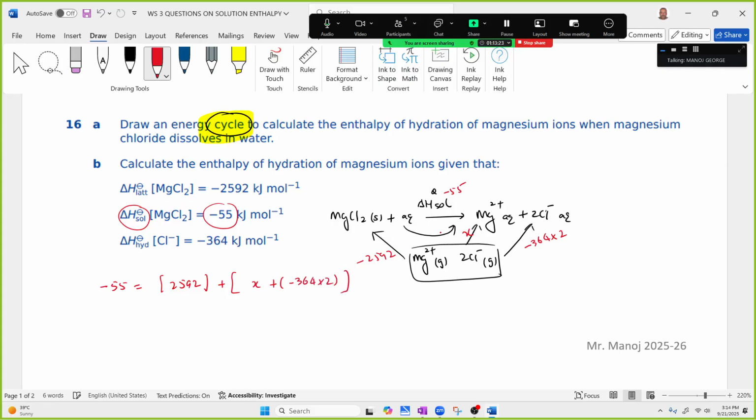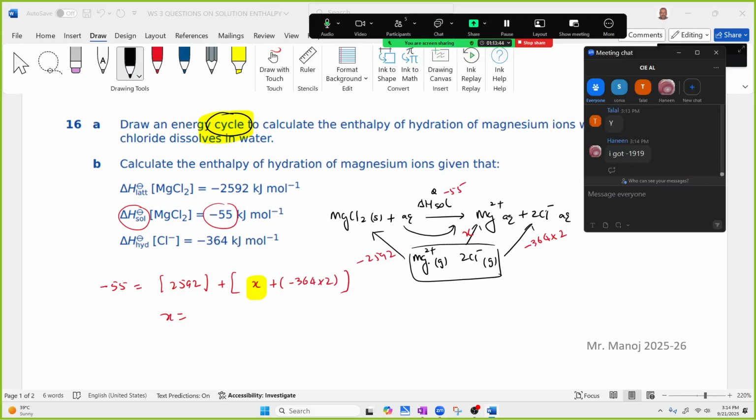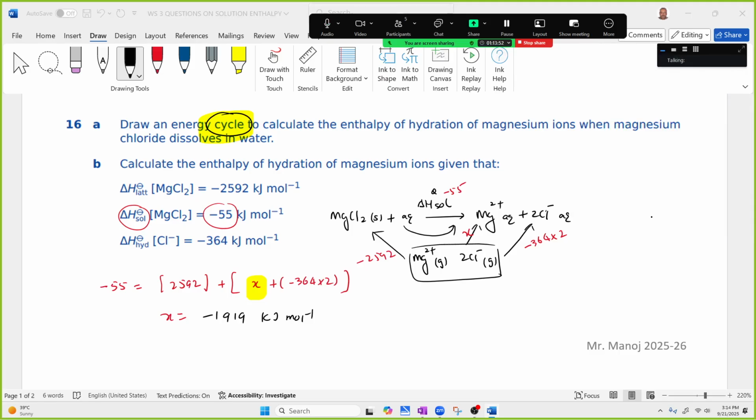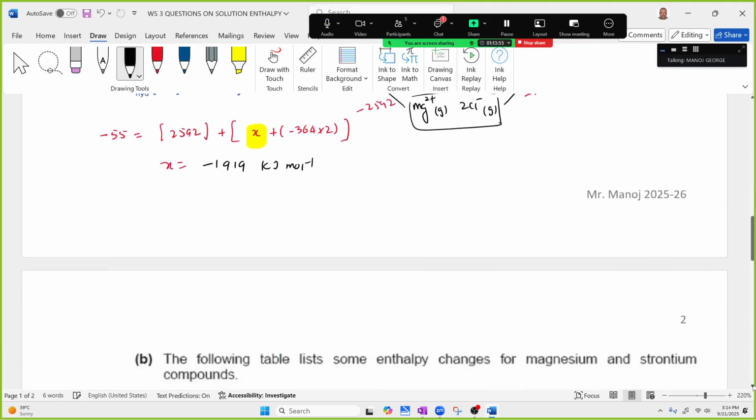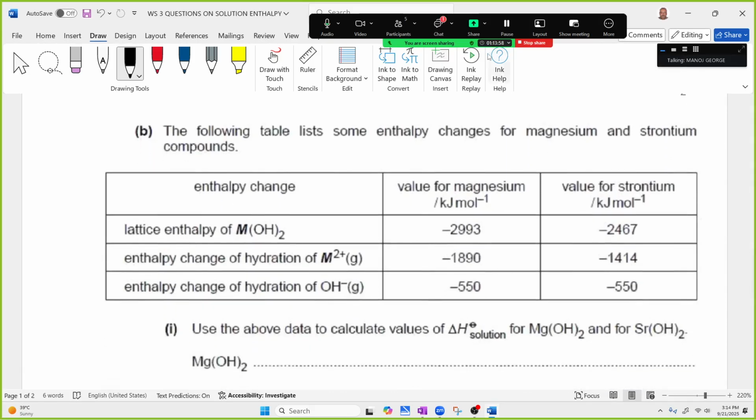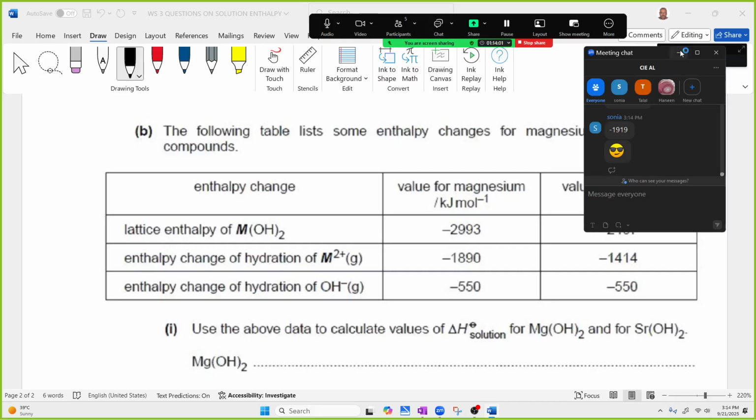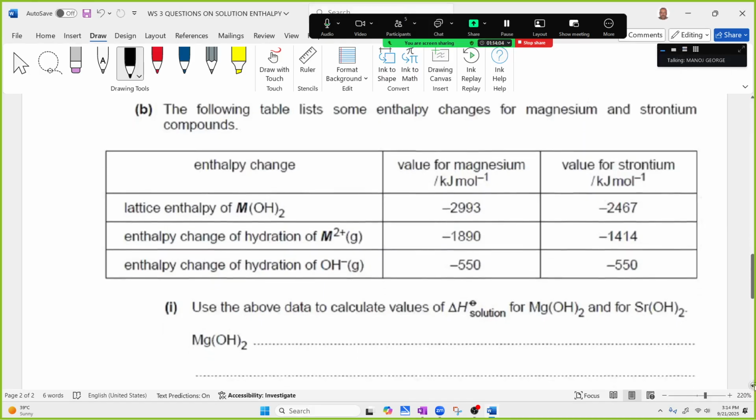Anyone has the final answer here? What is x equal to? Find the value of x, please. Okay, do we have confirmation for minus 1919? Okay, we have confirmation. Good. Let's keep moving. Is that okay? Let's keep moving. Okay, have a look at this past paper question. Very, very quickly. Past paper question. Come on.